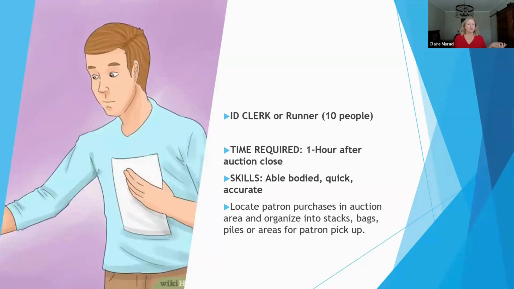You also want to have an ID clerk or runner, depending on how you manage your checkout. But you want to have some able-bodied people. And maybe this is a group of younger people who just come in at the end of the night. And that way they haven't been there since 3 o'clock in the afternoon or 1 o'clock in the afternoon setting up and they're exhausted. So maybe having a group of able-bodied people coming in to help be runners to help people get their auction items.